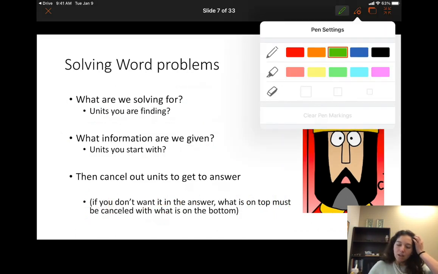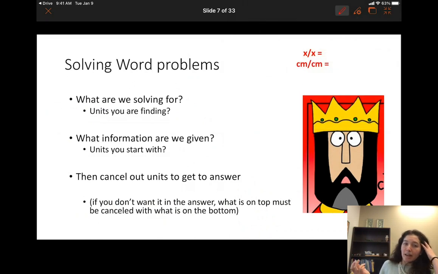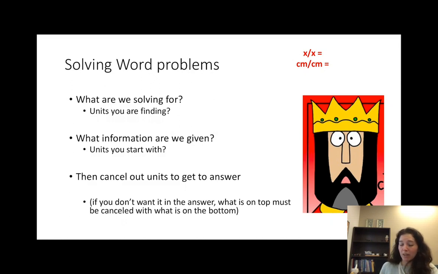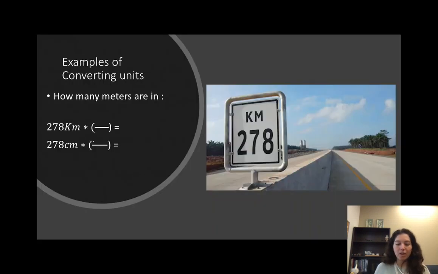Okay. Now the last thing to remember here is that once you cancel out your units, you need to make sure and double check that everything is canceled that you want to cancel. So if you don't want that unit in the answer, it needs to go away. What is on top must be canceled out with what is on bottom. It has to go away. So let's take a look at another example.